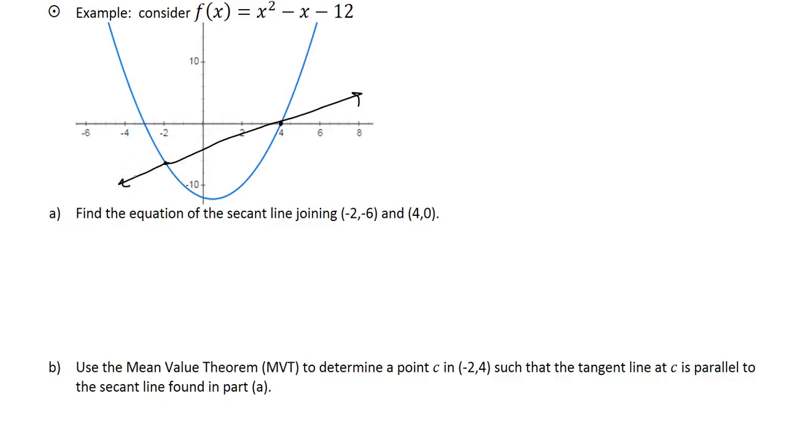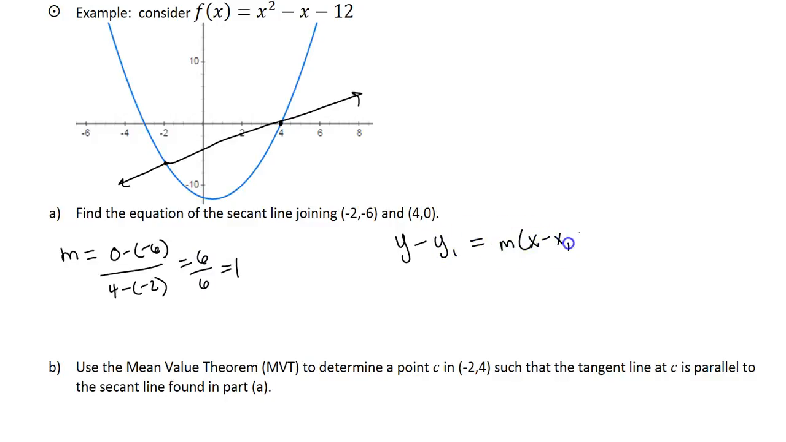Okay, so to find the equation of a line, I need the slope, so that would be 0 minus -6 divided by 4 minus -2, which would be 6 over 6, or 1. And I'm going to use my point slope formula. So I'm going to pick the point (4, 0). So I'll have y minus 0 equals 1 times x minus 4. So y is equal to x minus 4. So that would be my equation of that line right there.